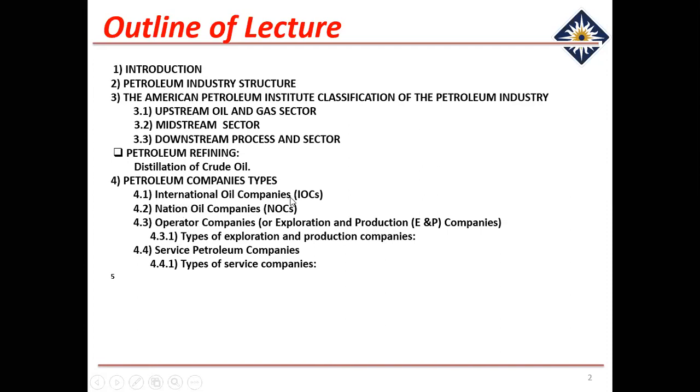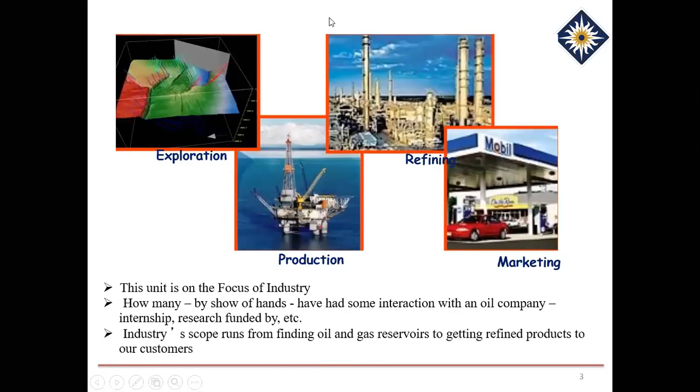After these three sectors, we have different types of companies that exist all over the world. We have international oil companies, which work nationally as well as in international locations. We have national oil companies, then operators, or exploration and production companies. And then we have the service companies, which provide lots of services. So we look into each and every section and see how it works.